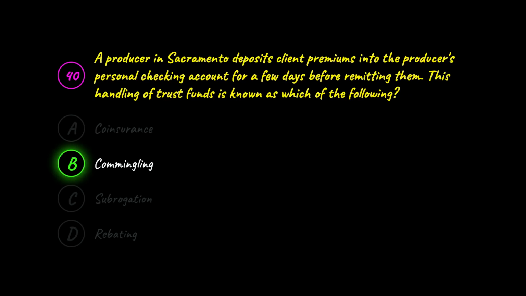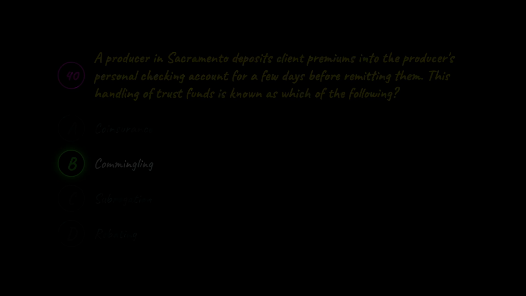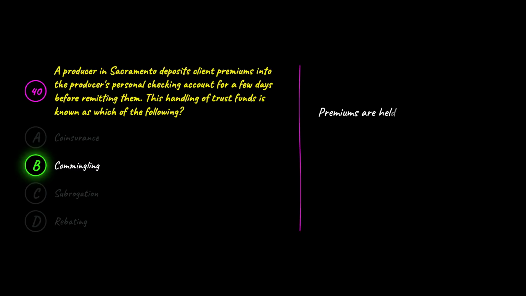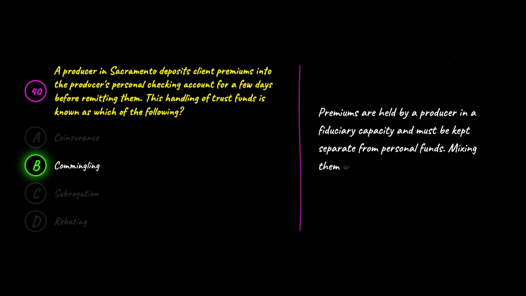The correct answer is B. Commingling. B is correct because premiums are held by a producer in a fiduciary capacity and must be kept separate from personal funds. Mixing them with the producer's own money is commingling, which the code prohibits.